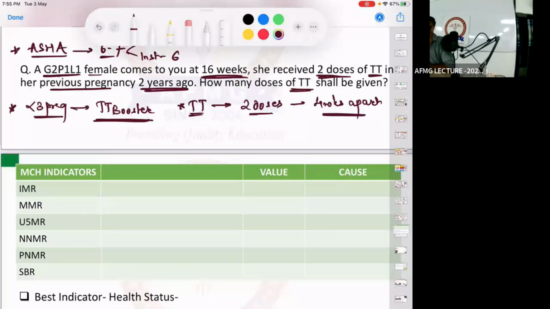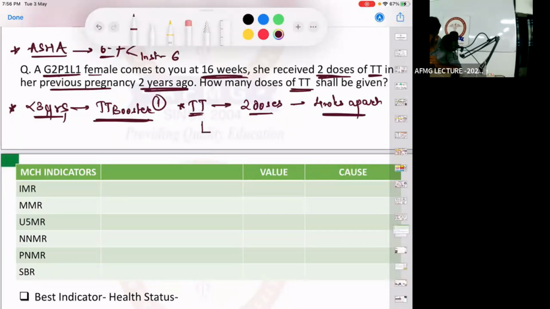पहली में नहीं रिसीव किया तो complete schedule should be given. If she did not receive the dose of tetanus toxoid in her previous pregnancy, complete doses should be given. If she received one dose only, again complete schedule should be given. But if she received complete 2-dose schedule in previous pregnancy and next pregnancy occurs within 3 years, it is only one booster dose. If the pregnancy occurs beyond 3 years, usually complete 2-dose schedule should be given. No issues with this, anybody?